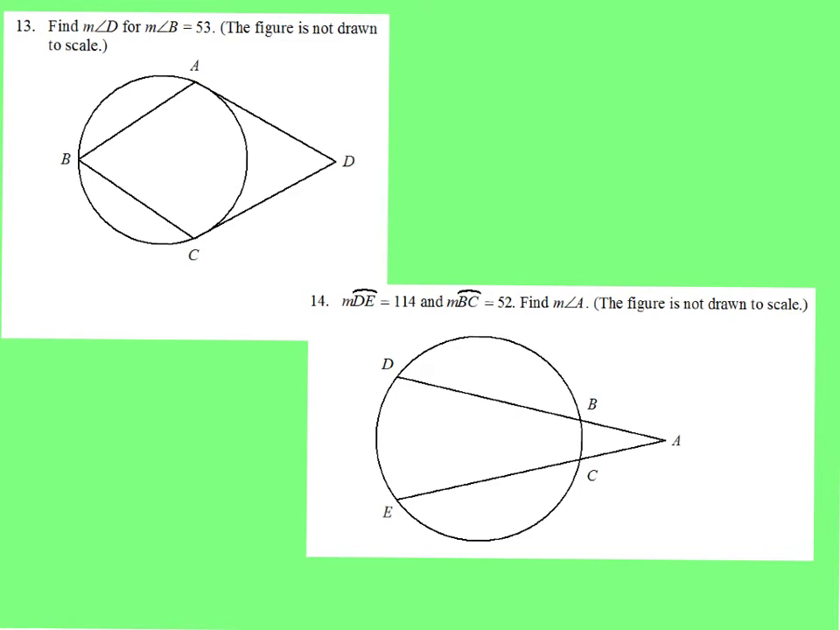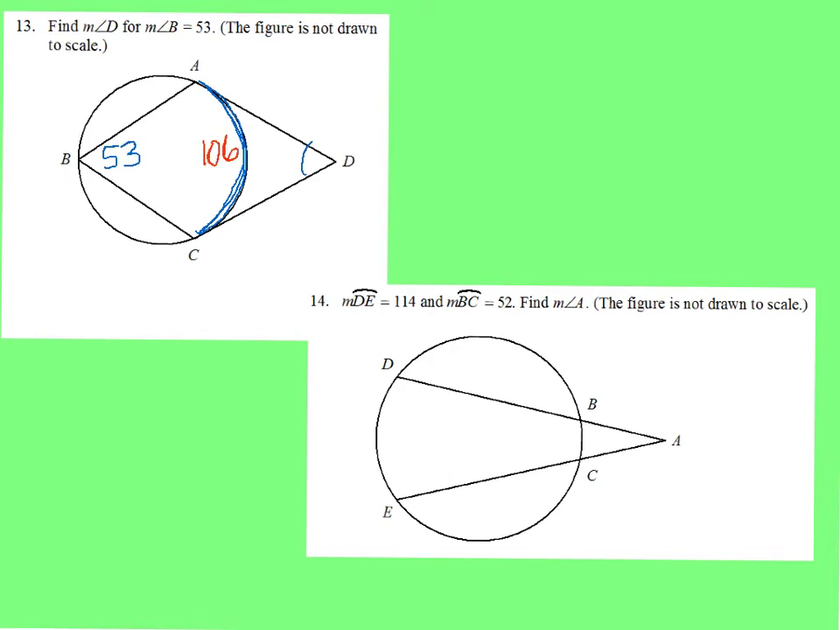All right, now let's take a look at number 13. It says find the measure of angle D, so this angle right here, if we know that the measure of angle B is 53. Now this one's definitely a tricky one. You have to realize that angle B is an inscribed angle. Therefore, this arc measurement right here is going to be twice that inscribed angle. So this arc is twice 53, so that's 106.